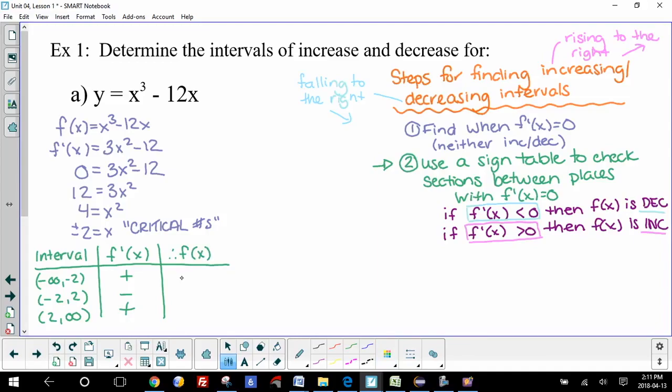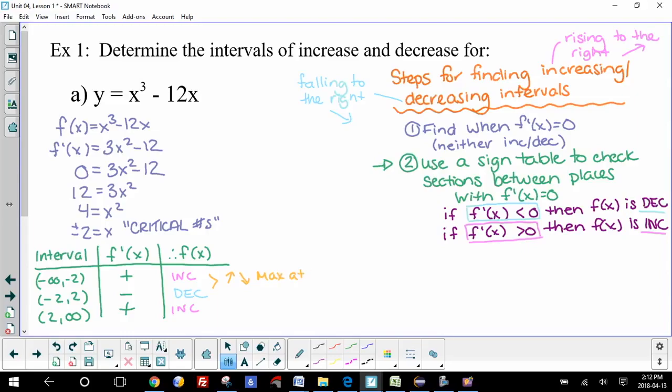These values tell us about f of x. So notice that the two columns of the table, one has the title of f prime of x, those are positive and negative numbers, which tell us that the original function f of x is increasing when it's greater than 0 and decreasing when it's less than 0.